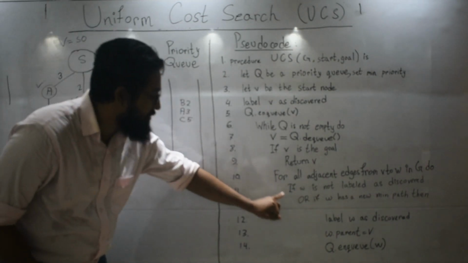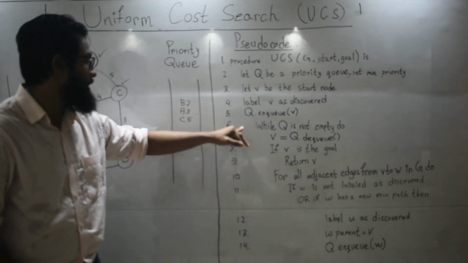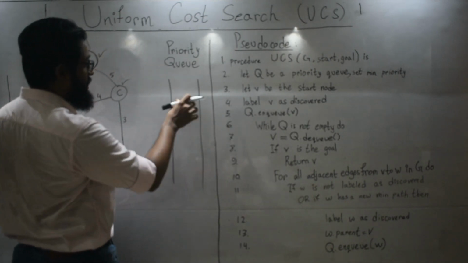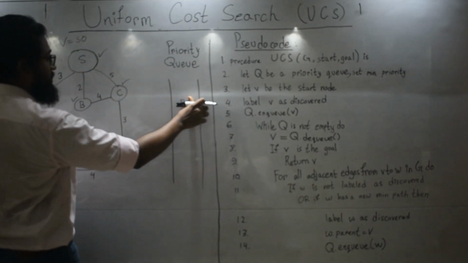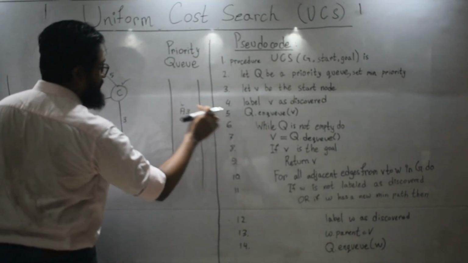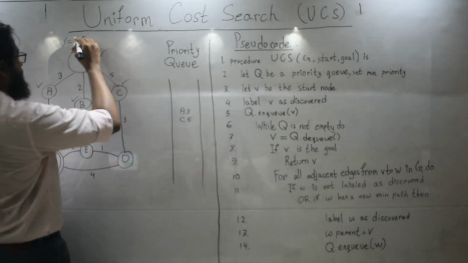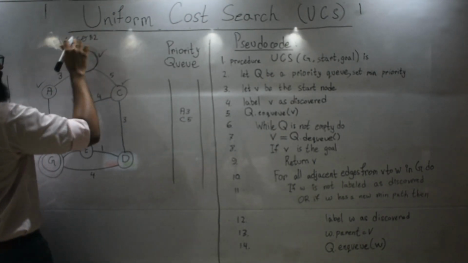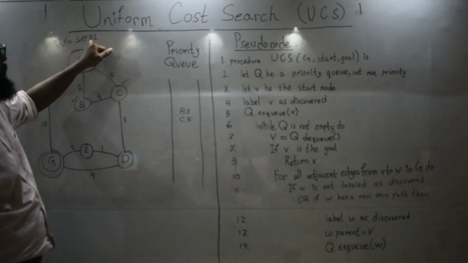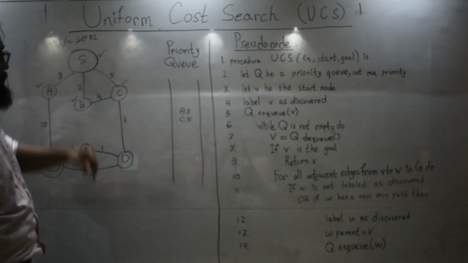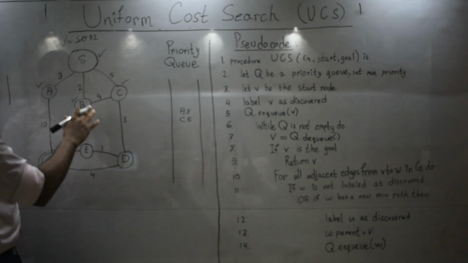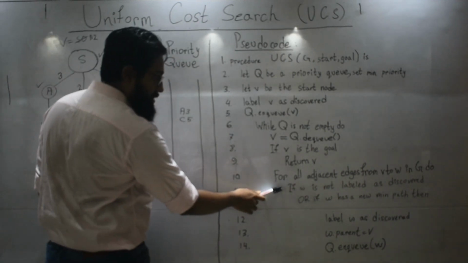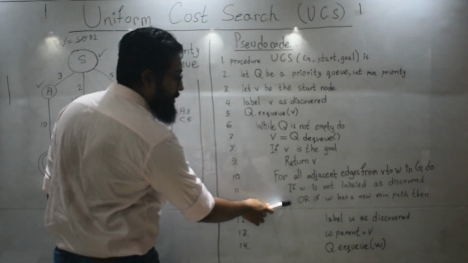After you're done with all of these, you will again come back to line number 7. So let's dequeue whatever is on top of my queue. B2 is on top. Let's dequeue and put it in V. Now V holds B2. V basically holds B. I'm just showing you over here so that it's easy to understand. Now all the neighbors of B that are either not discovered or have a new minimum path.